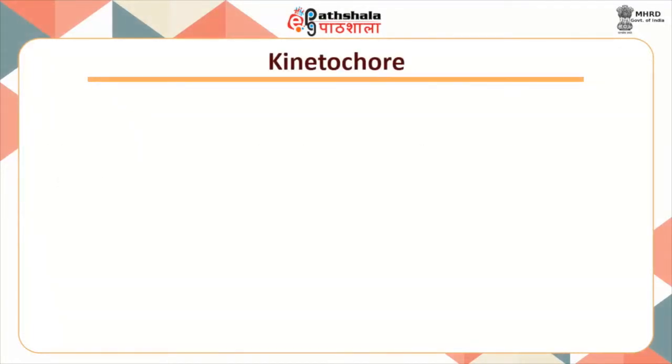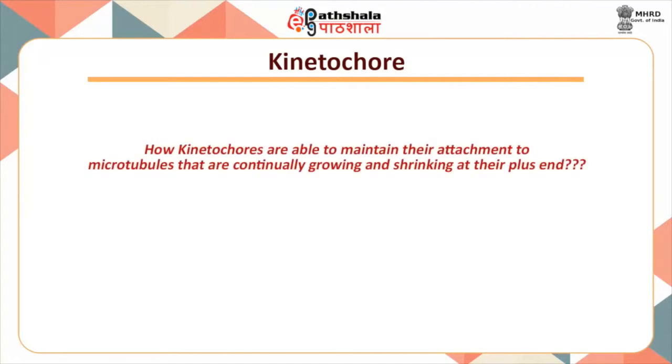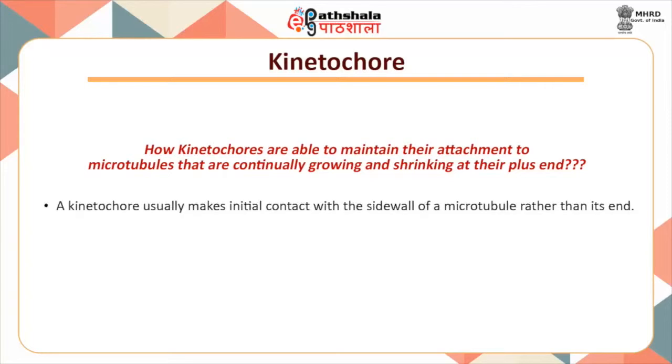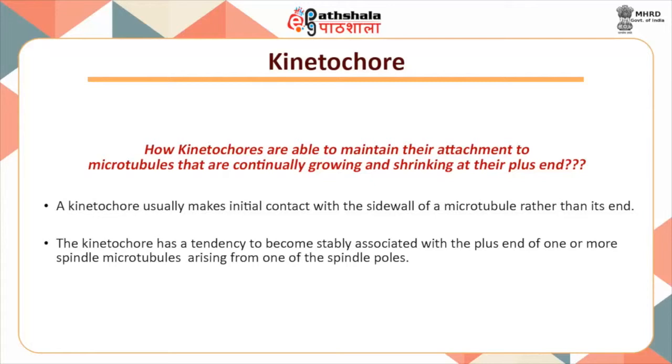As we have discussed, microtubules are continuously growing and shrinking at their plus end, then how are kinetochores able to maintain their attachment to the microtubules? In reality, a kinetochore makes initial contact with the side wall of microtubules rather than its end. Kinetochores have a tendency to become stably associated with the plus end of a spindle microtubule.